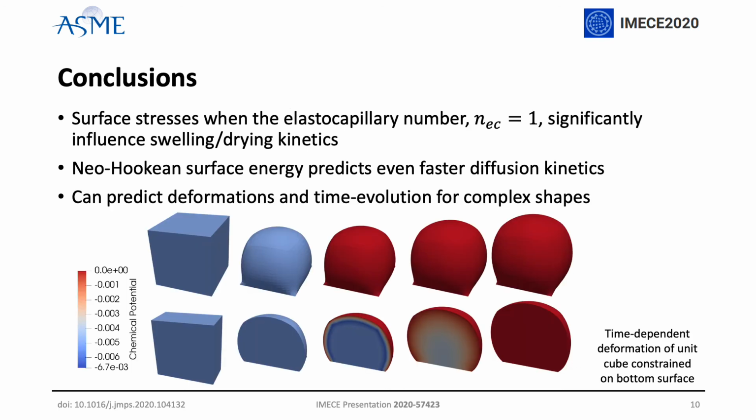In conclusion, elastocapillary effects significantly alter the swelling and drying kinetics of hydrogel microspheres, which is important for drug delivery systems. Not only do we observe faster equilibration for a constant fluid-like surface energy, but also by considering surface elasticity, we predict even faster diffusion kinetics. Predicting the deformations and time evolution of spheres, as well as more complex constrained structures, shown here, is advantageous when considering design of microscale applications, which not only cover drug-releasing nano and microspheres, but also pneumatic systems and actuators for soft robotics.